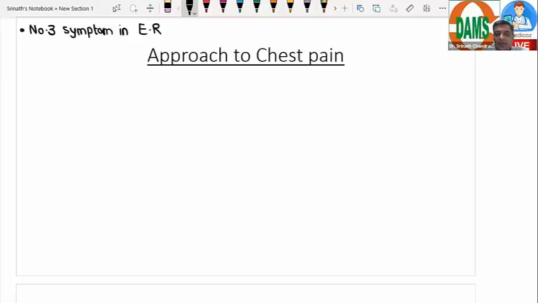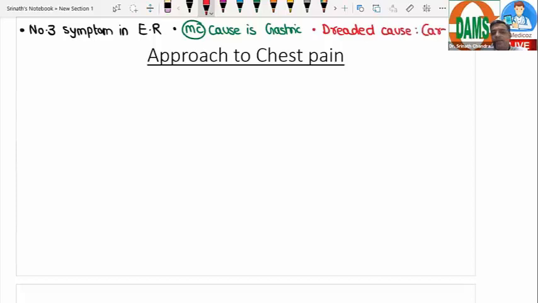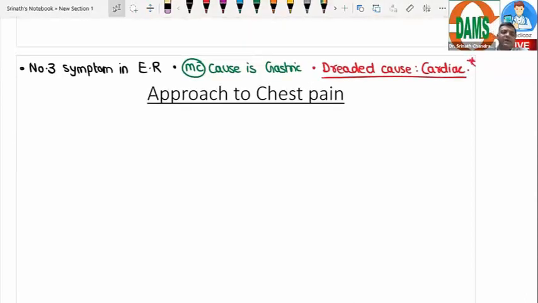But please remember the most common cause of chest pain is gastric, but the most dreaded cause is cardiac. I'm reading your answers, you keep typing. The dreaded cause of chest pain in the ER is the cardiac cause.